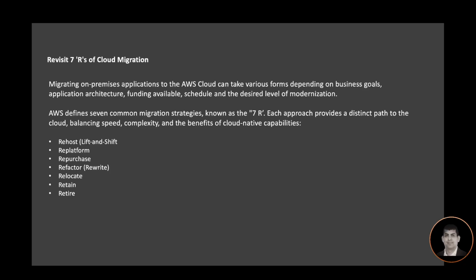Let's look at them quickly, starting with Rehost, which is a typical lift and shift kind of approach, the fastest way to go to the cloud. Replatform is another approach, then repurchase, refactor, relocate, retain, and retire. Retire is pretty obvious.